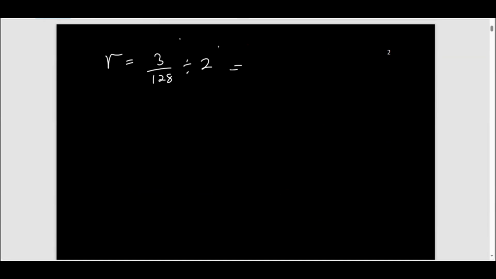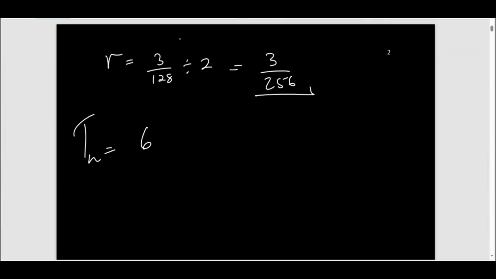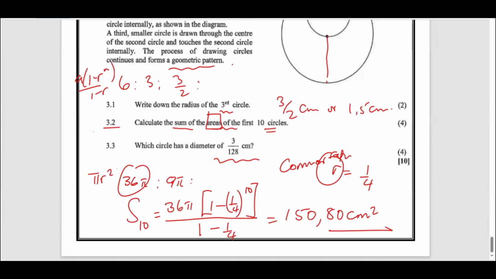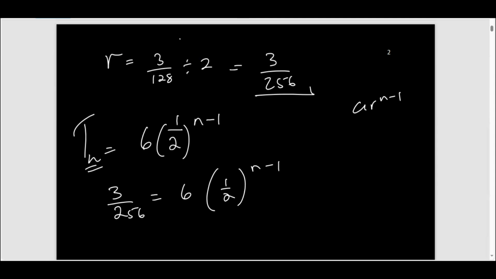So 3 over 128, divided by 2, we're getting 3 over 256. Then the general term, remember the original was a 6, into ar to the n minus 1. Then we have the ratio, which is a half, to the exponent of n minus 1. Now, where there is Tn, I'm going to put 3 over 256, which is equal to 6 into a half to the n minus 1.